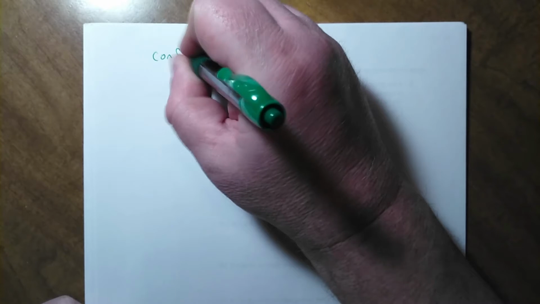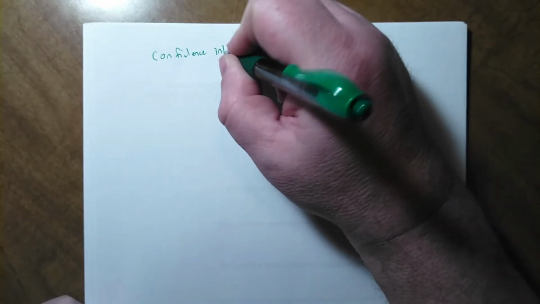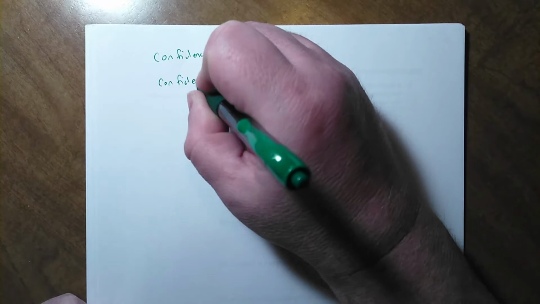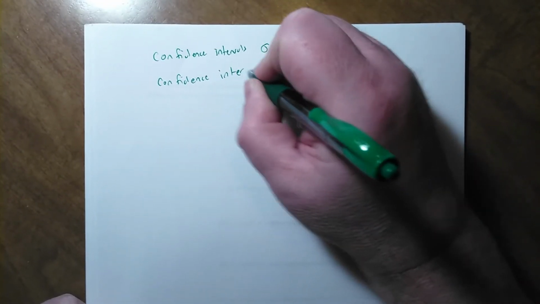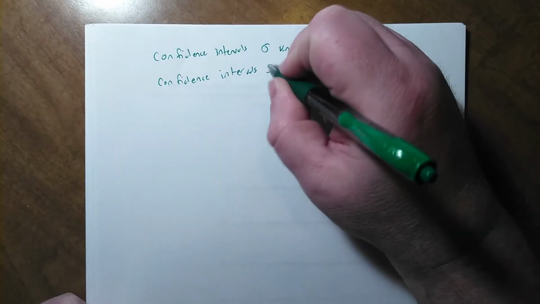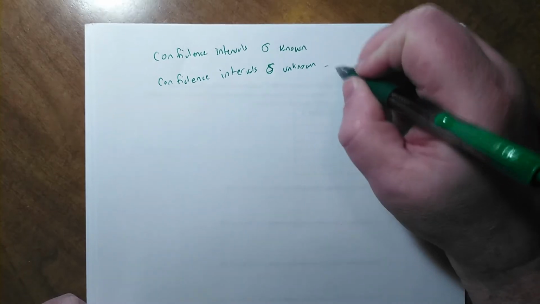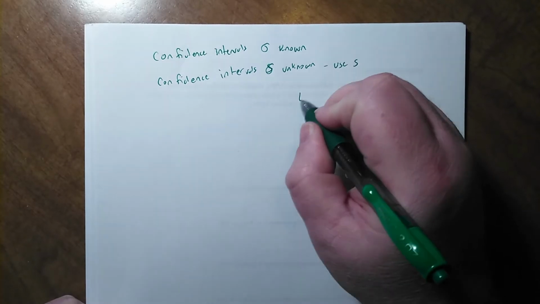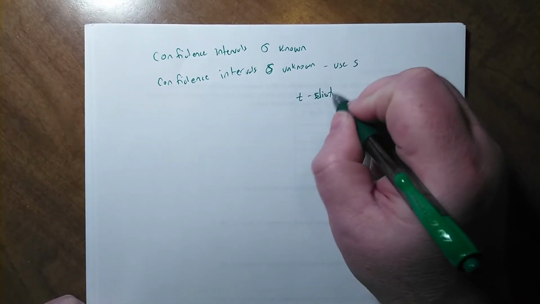When we left off, we were talking about confidence intervals, okay? And we had done confidence intervals when sigma was known. We had done confidence intervals when sigma was unknown. I think that's where our last class was. Sigma is unknown. In that case, we use S, right? We're going to be using a t distribution. So use S, and we're going to have a t distribution here.